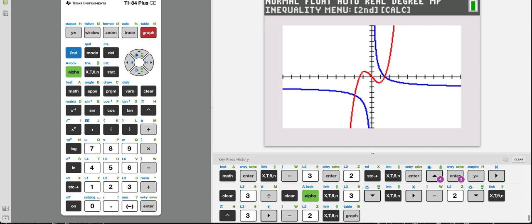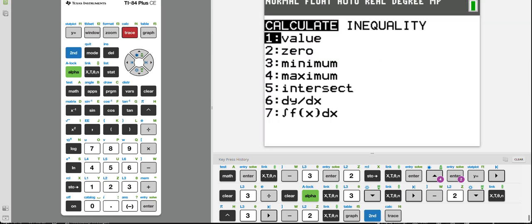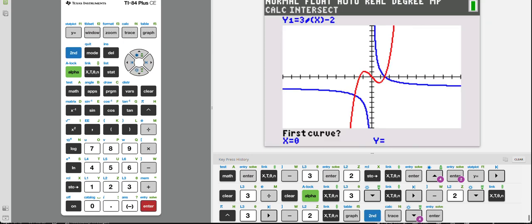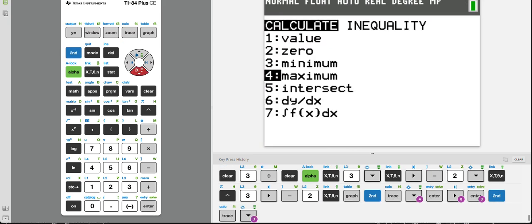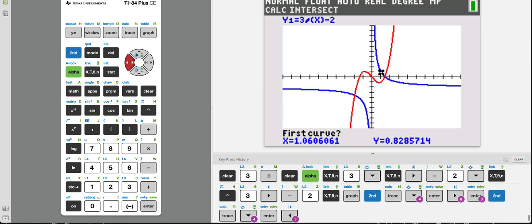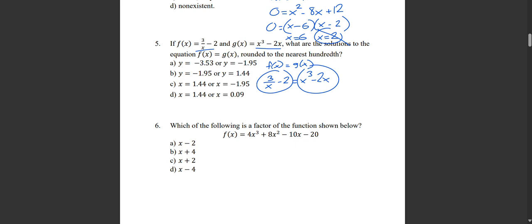If I want to find that, I'll do a second trace. That allows me to find intersection points. And I'll just go close to here and enter, enter. So the first one, x equals 1.43. We'll do the other one. I've got to move the butterfly over to here. X equals negative 1.95. Those would be the values of x that would solve this equation.